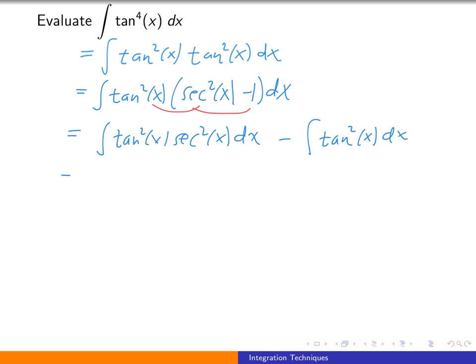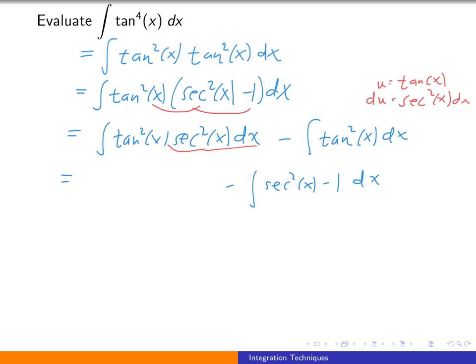So the technique suggested that we apply this power reduction method, and once we've expanded out where we currently are, we repeat as necessary. So repeating as necessary is going to be rewriting this tangent squared as secant squared minus 1. And in the first integral, we're going to do a substitution. We are going to let u be equal to tangent so that du is secant squared x dx.